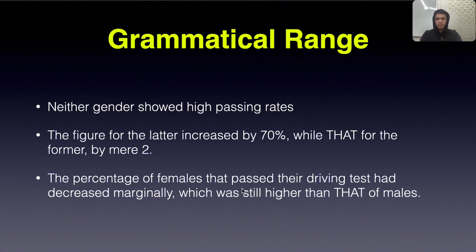The percentage of females that passed their driving test. Again, I'm using a relative clause, which is a complex sentence. The pass rate had decreased marginally. Do you remember the adjective? Marginal, small, marginally, which was still higher than that of males. So that again here refers to the percentage. I'm not repeating the word percentage, right? I'm using that to replace the word percentage. So this is something you can learn.